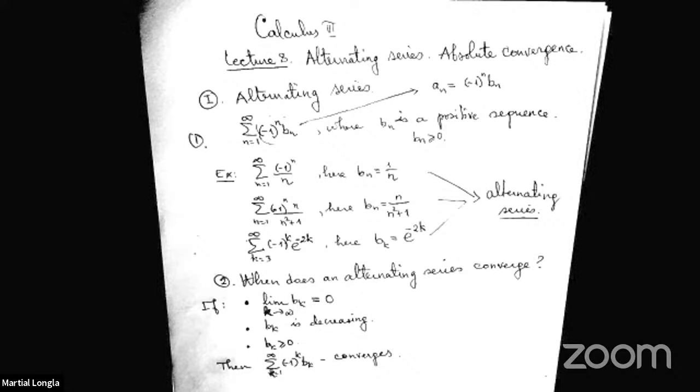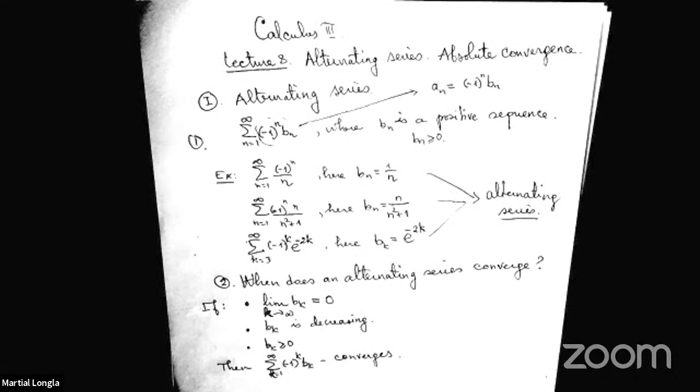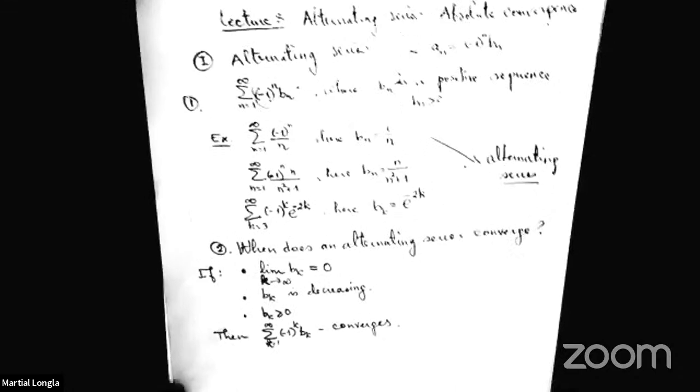But if the first one fails, then you know for sure from the divergence test that the series diverges. Okay? So this is all you have to check in that.